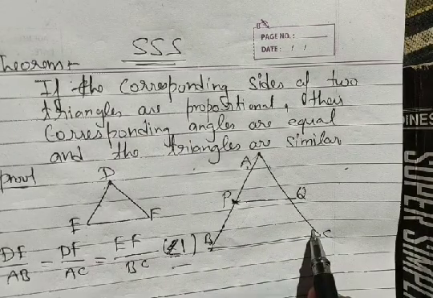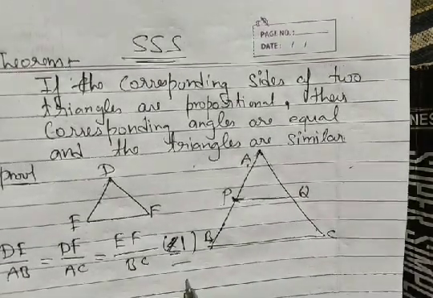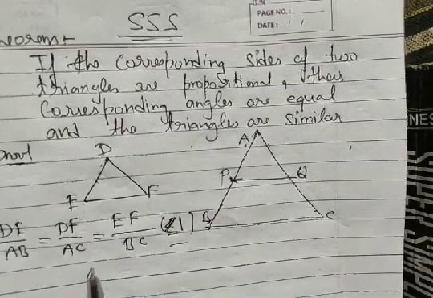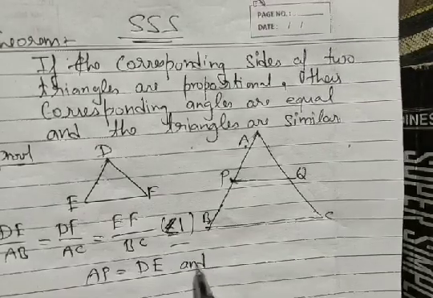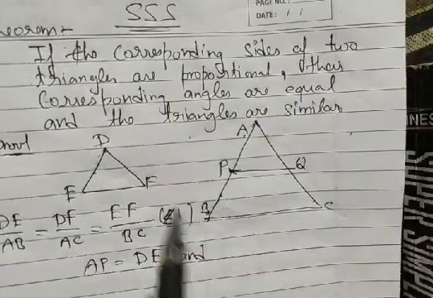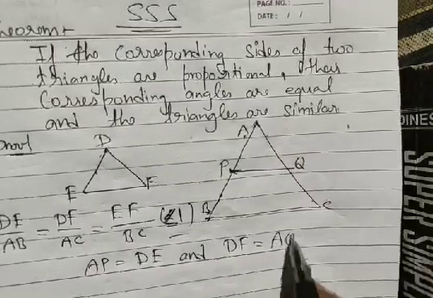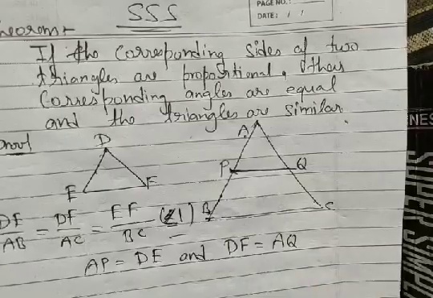Then after that, what do we do? In a similar way, we take AP equal to DE and AQ equal to DF. Then we join PQ.